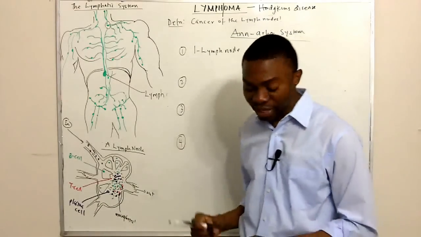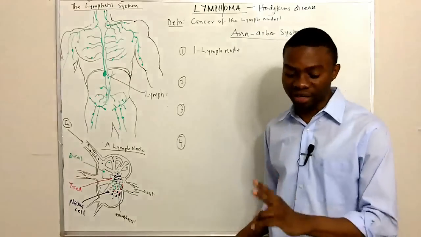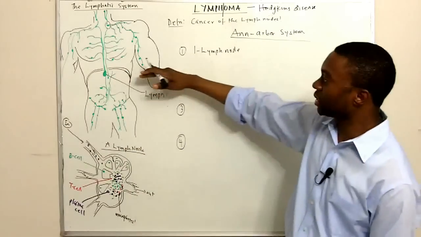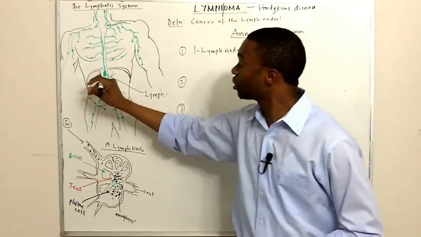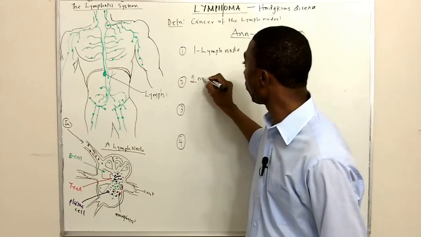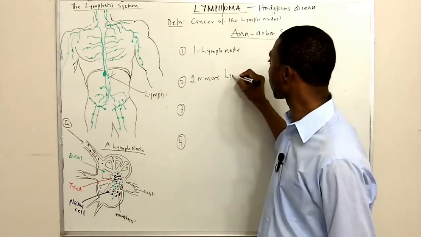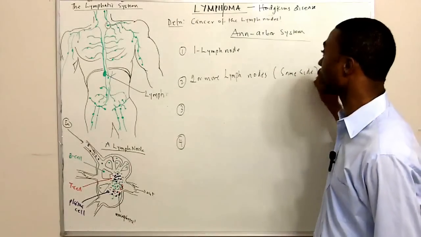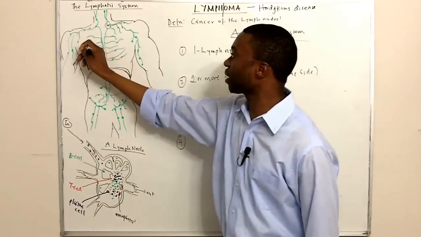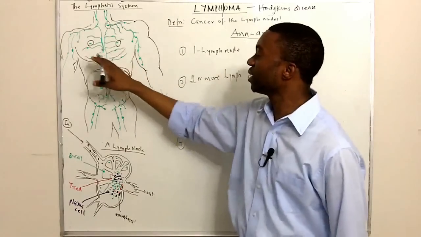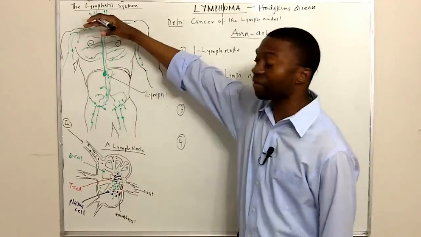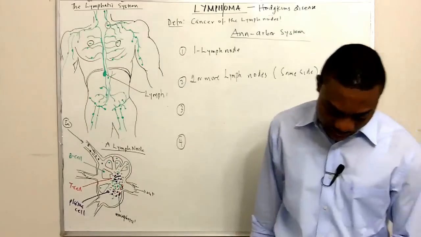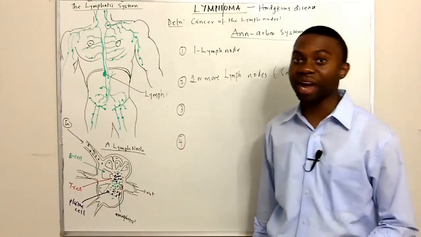Guess what stage 2 would be? Stage 2 is just 2 or more lymph nodes, but they have to be on the same side of the body. Remember, I'm using the diaphragm to slice our body into 2. So for stage 2, you have 2 or more lymph nodes on the same side of the body, so both of them have to be above the diaphragm. Let's say I found 1, 2, and 3. That will make it a stage 2 because all of them are above the diaphragm. You got it? Excellent.